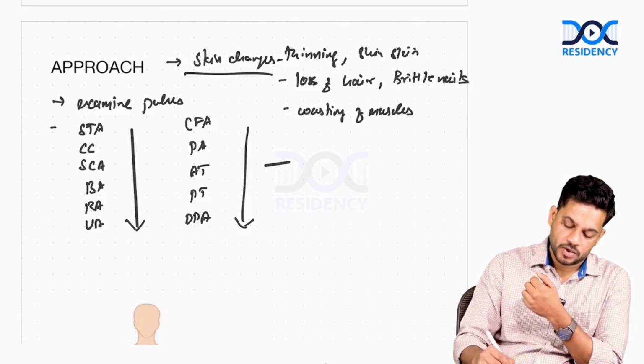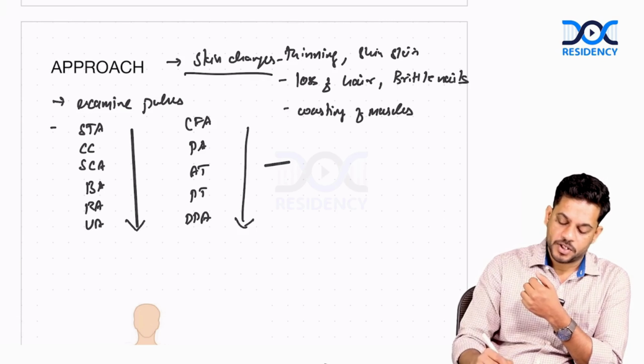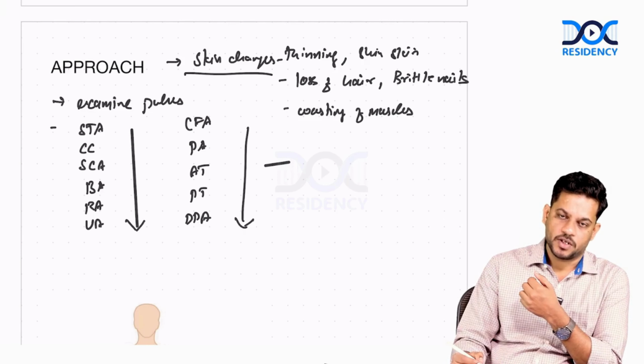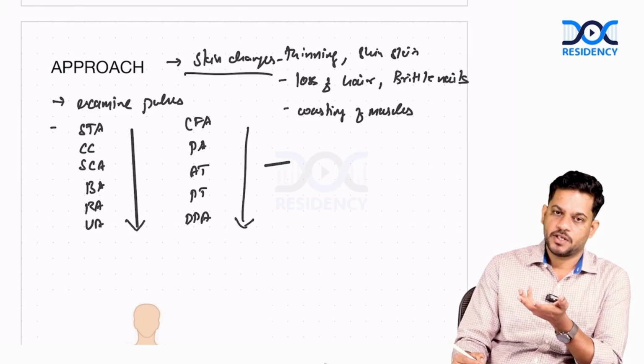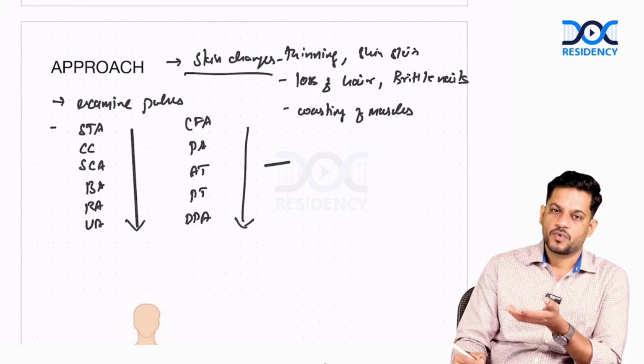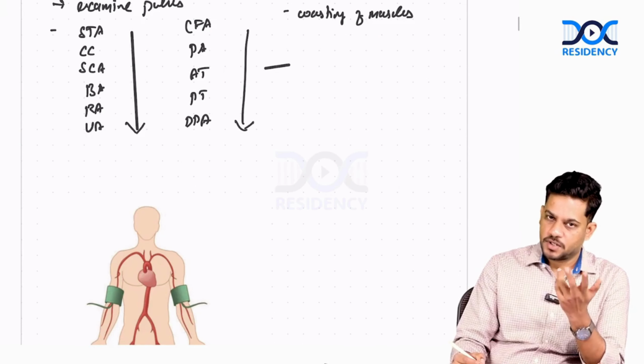All the pulses have to be ascertained because the patient might be presenting with a lower limb claudication, but there may be a concomitant disease present elsewhere also. It will give you an idea of what is a possible etiology. It will give you an idea of what could be the severity of the disease also.